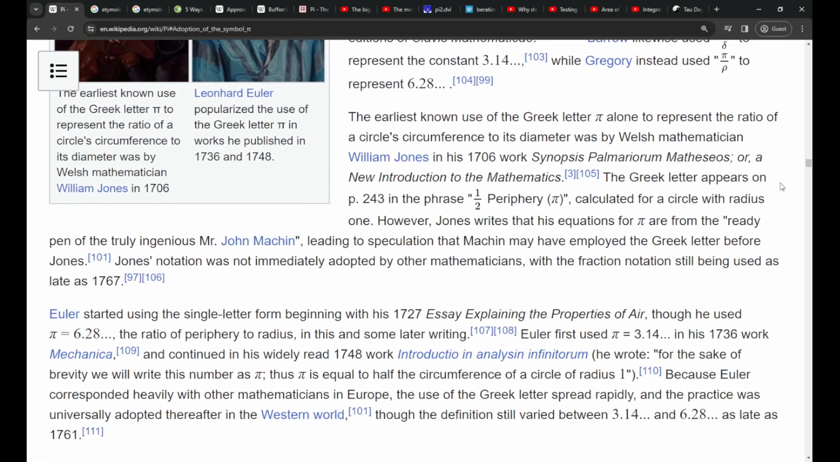The Greek letter appears on page 243 in the phrase 1/2 periphery, pi, calculated for a circle with radius 1. However, Jones writes that his equations for pi are from the, quote, ready pen of the truly ingenious Mr. John Machen. I hope I pronounced that correctly, leading to speculation that Machen may have employed the Greek letter before Jones. Jones's notation was not immediately adopted by other mathematicians, with the fraction notation still being used as late as 1767.